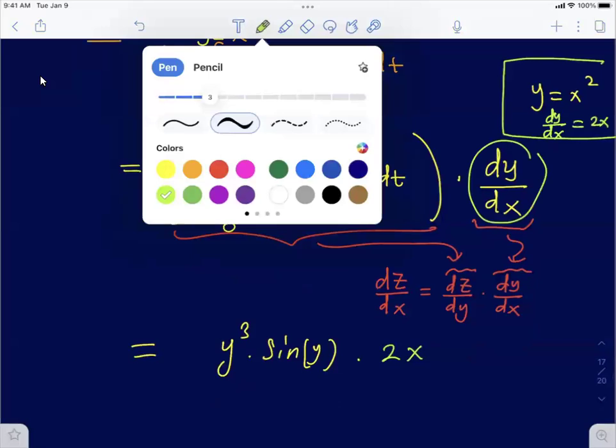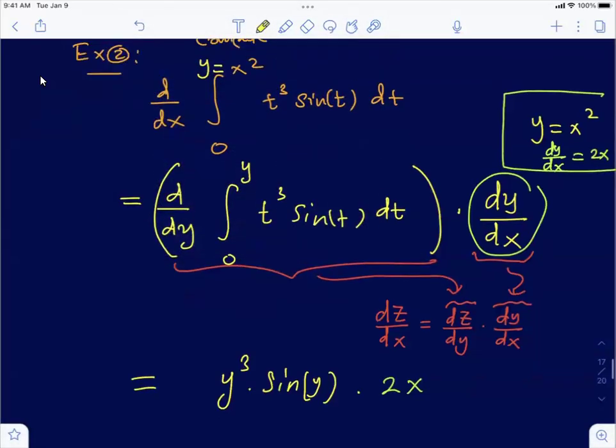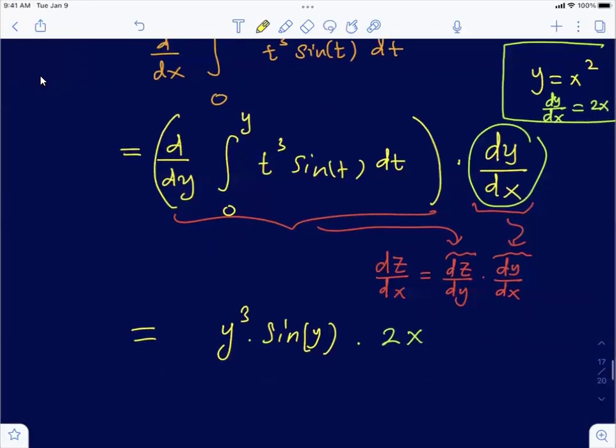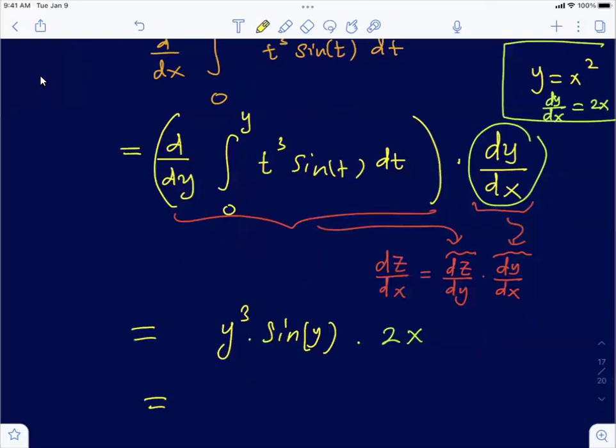Now the final answer. Of course, we introduce this variable y into this picture, right? So do not provide the answer in terms of that variable. Let's switch it back to the original variable, saying y is x squared. So x squared to the third, it's going to be x to the sixth. If you would like to simplify, even if you do not simplify, I wouldn't mind because it's a cosmetic matter. x to the sixth times 2x.